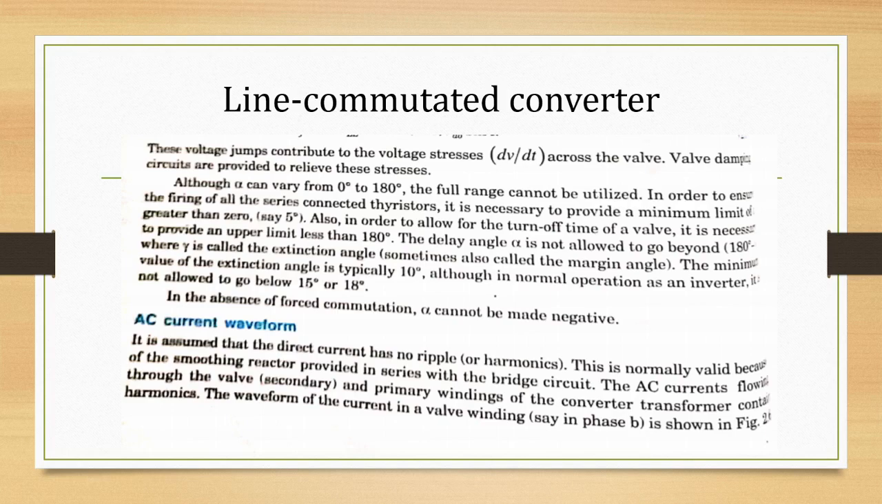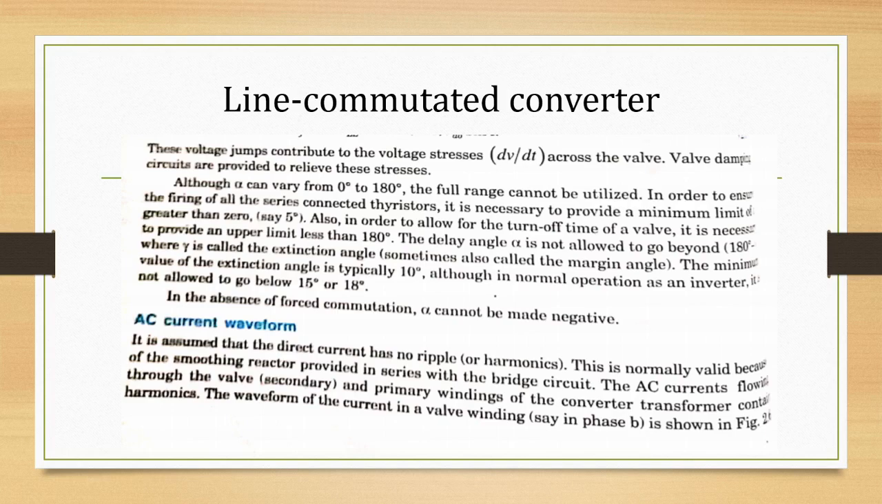It is also called the margin angle. The minimum value of the extinction angle is typically 10 degrees, although in normal operation as an inverter it is not allowed to go below 15 or 18 degrees. So in the absence of forced commutation, alpha cannot be negative.